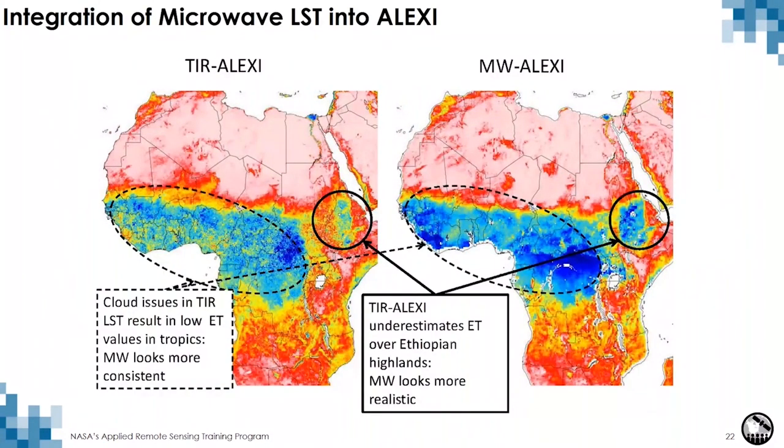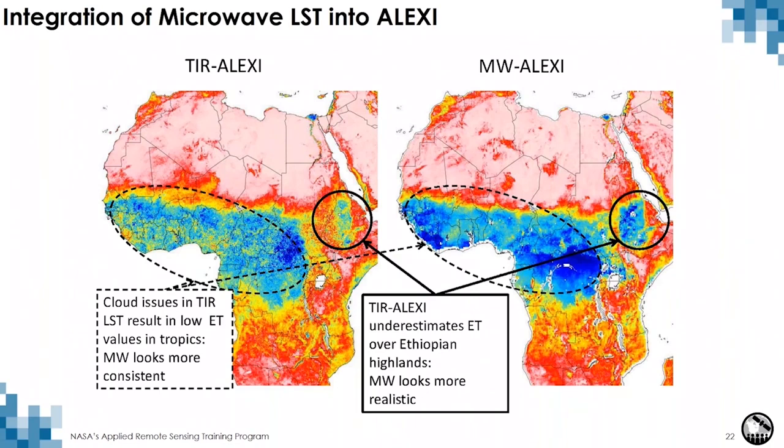So here's just an example over equatorial Africa and the Ethiopian highlands. As you see here on the left, this is an estimate of evapotranspiration just using thermal infrared. So as you see in the equatorial rainforest, we get a lot of this speckle and noise, and that's just because of the uncertainty of being able to clear out the clouds. That contamination gets into our system and it causes us to have errors and uncertainty.